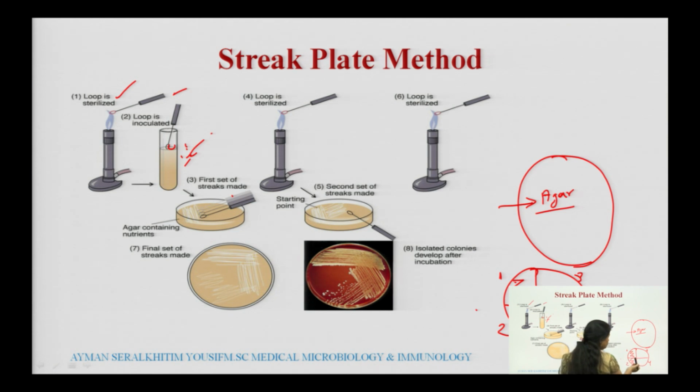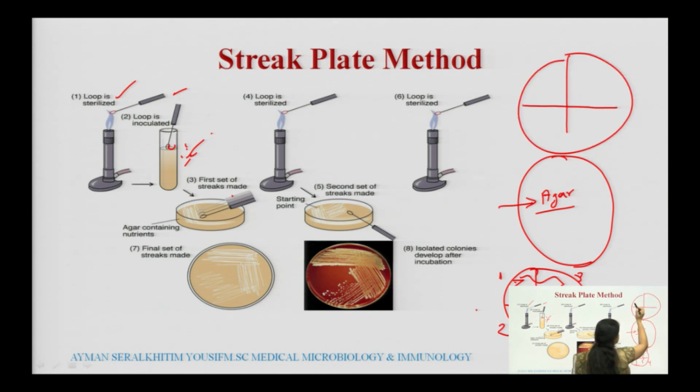Similarly, when we want to move towards the third or fourth section, again we have to sterilize the loop. Whenever we are moving from 1 to 2, from 2 to 3, from 3 to 4, at each and every step you have to sterilize and cool the loop. You put the sections like this, 1, 2, 3, 4, and move it like this. Whenever you move from 1 to 2, you sterilize the loop, cool it, and then place it again and do the streaking within the Petri plate like this.